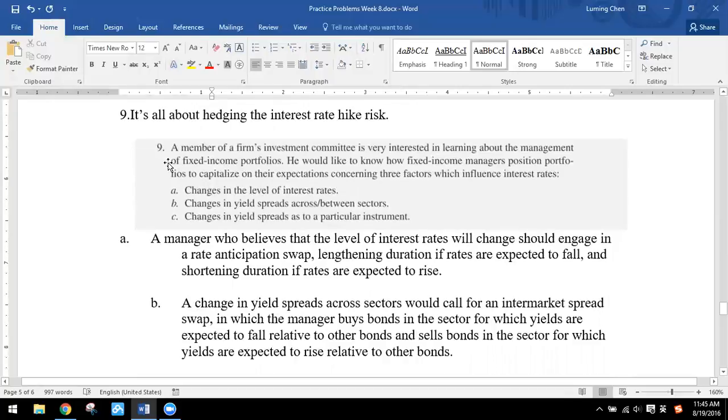Number 9, a member of a firm's investment committee is very interested in learning about management of fixed income portfolios. He would like to know how fixed income managers position portfolios to capitalize on their expectations concerning 3 factors which influence interest rates. A, changing the level of interest rates. B, changing yield spreads across or between sectors. C, changing yield spreads as to a particular instrument. So if a manager believes that there is an interest rate hike, then the manager should engage in a rate anticipation swap. He should lengthen the duration if the rate is expected to fall, and shorten duration if the rates are expected to rise.